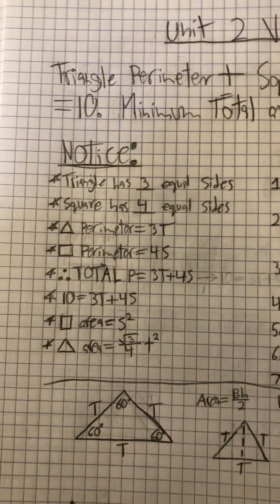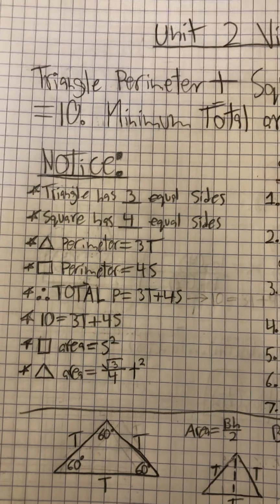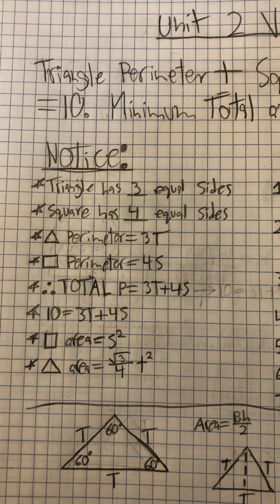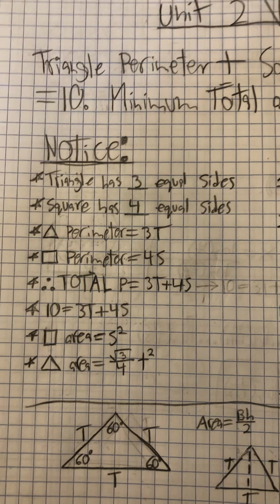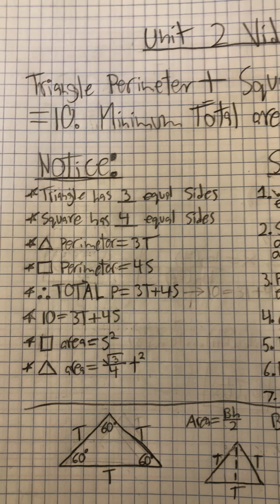So I'm going to write a notice list. We start with a notice list. The triangle has 3 equal sides because it's equilateral. The square has 4 equal sides. That's the definition of a square.